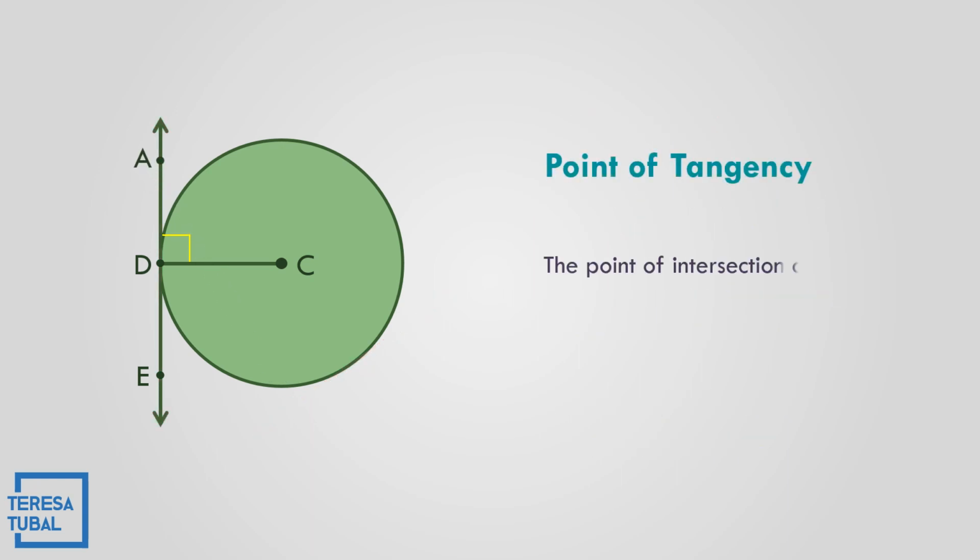So what is the point of tangency? The point of intersection of the line and the circle. This tangent line, line AE, is perpendicular to the radius segment DC. It forms 90 degrees. So angle ADC is equal to 90 degrees. Also, angle CDE forms 90 degrees. So segment AE is perpendicular to segment DC at point D.